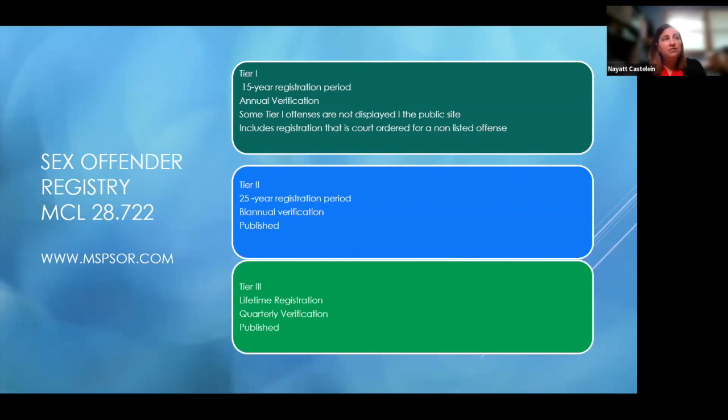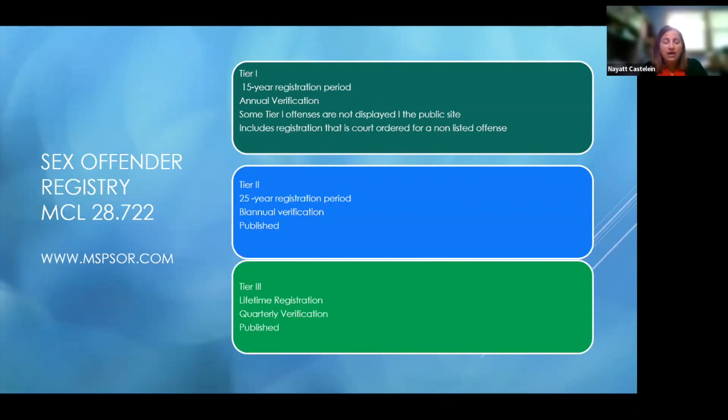Some of the tier 1 offenses are not displayed on the public site, so those would only be visible to law enforcement or anyone who has access to the actual system. A lot of your first-time offenders, CSC 4th degrees, depending on the variables, may fall under this category. So it's helpful for them because it's not public, but if a background check is run, it will show up in a background check.